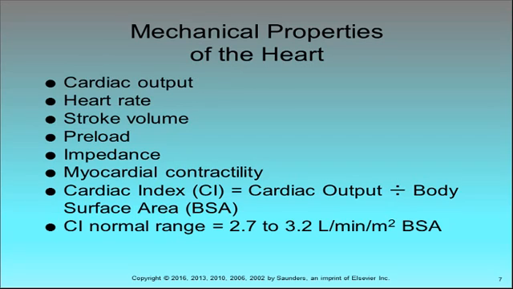Your cardiac index is your cardiac output divided by your body surface area, and I don't expect you to have to remember that or be able to calculate that. And your cardiac index normal range is about 2.7 to 3.2 liters per minute.